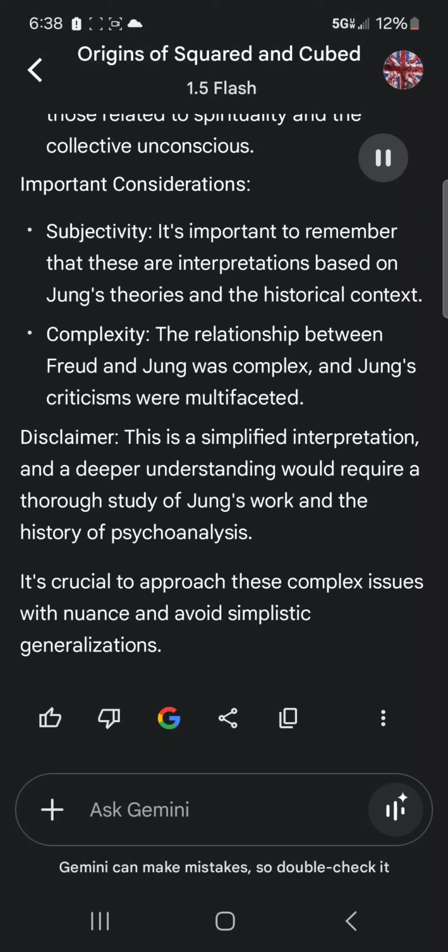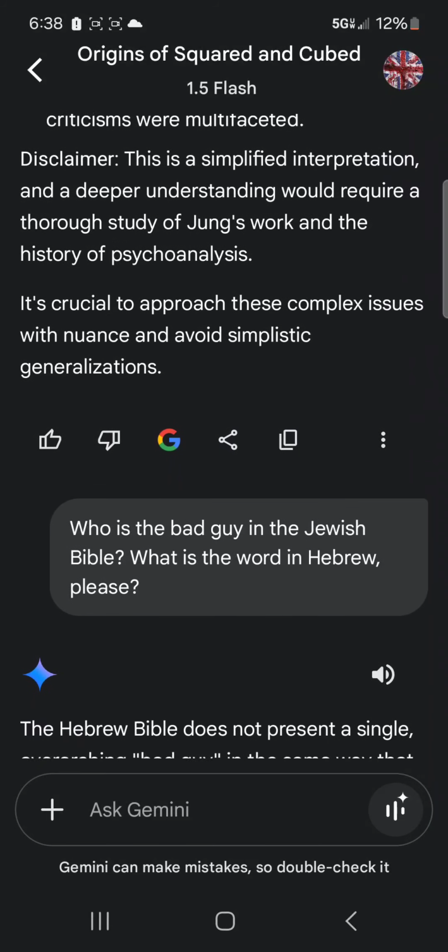Important considerations. Subjectivity. It's important to remember that these are interpretations based on Jung's theories and the historical context. Complexity. The relationship between Freud and Jung was complex, and Jung's criticisms were multifaceted. Disclaimer: this is a simplified interpretation, and a deeper understanding would require a thorough study of Jung's work and the history of psychoanalysis. It's crucial to approach these complex issues with nuance and avoid simplistic generalizations.